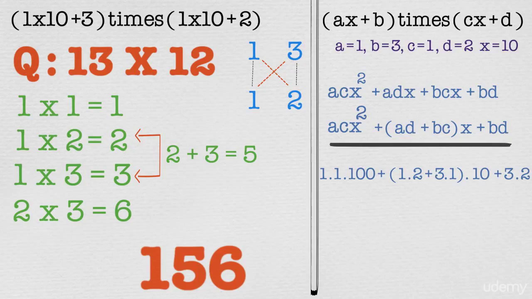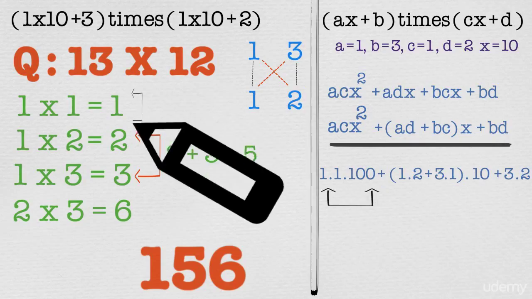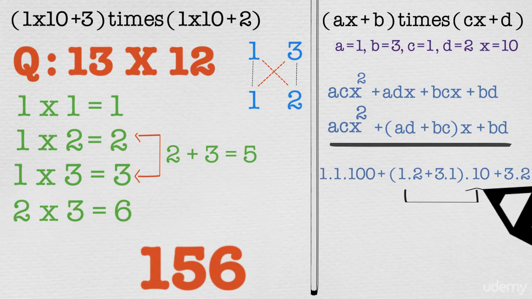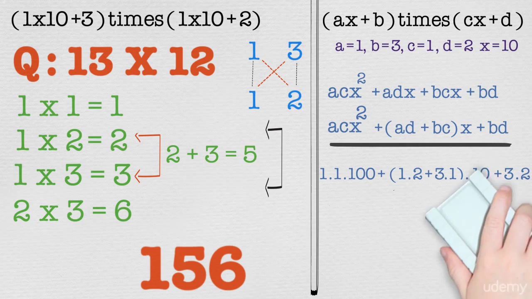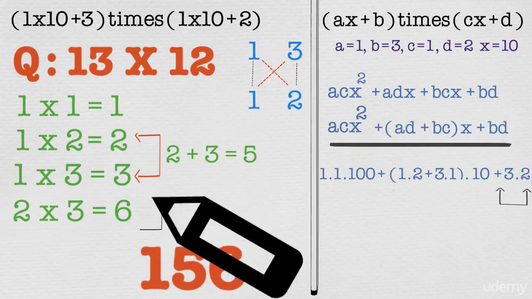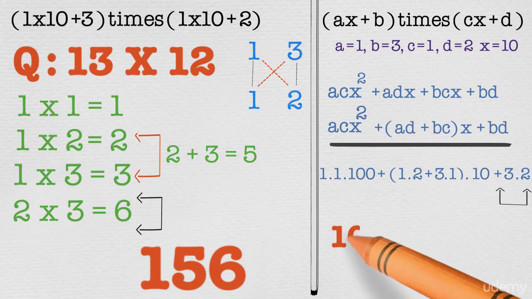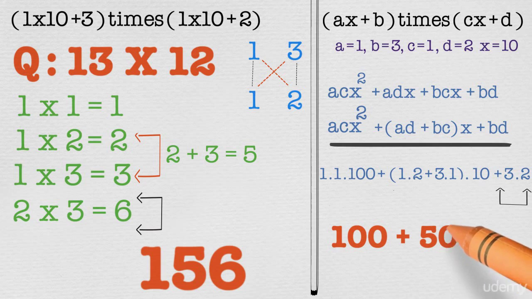Let's now stop for a moment and compare both sides. This part of the expression matches with the vertical multiplication we did on the left. I'm going to pause for a few seconds for you to see this. Now this middle part of the expression matches with the crosswise multiplication. And finally, this rightmost part matches with the rightmost vertical multiplication we did out here.